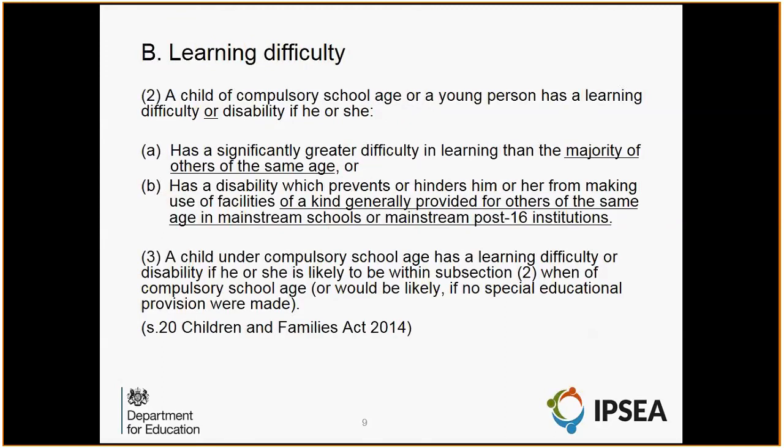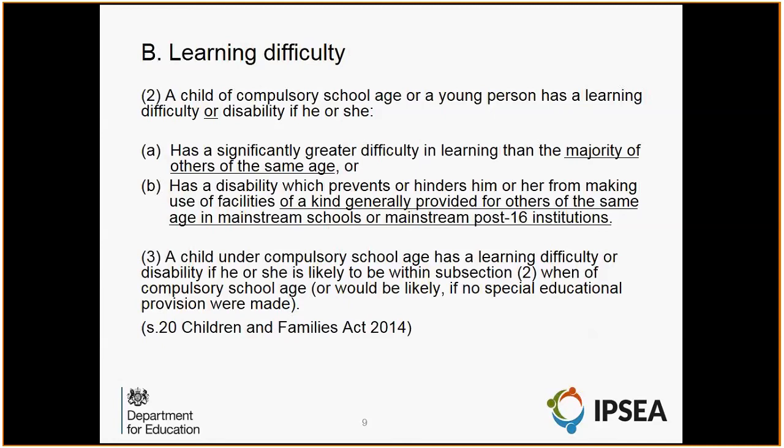The next definition is learning difficulty. The Act says that a child of compulsory school age or a young person will have a learning difficulty or disability if they have a significantly greater difficulty in learning than the majority of others of the same age, or they have a disability which prevents or hinders them from making use of facilities of a kind generally provided for others of the same age in mainstream schools or mainstream post-16 institutions.